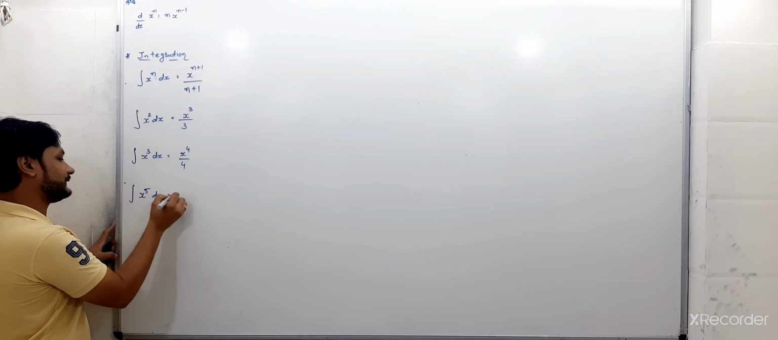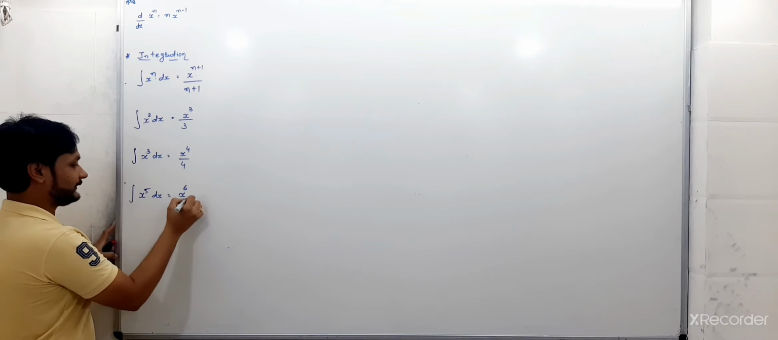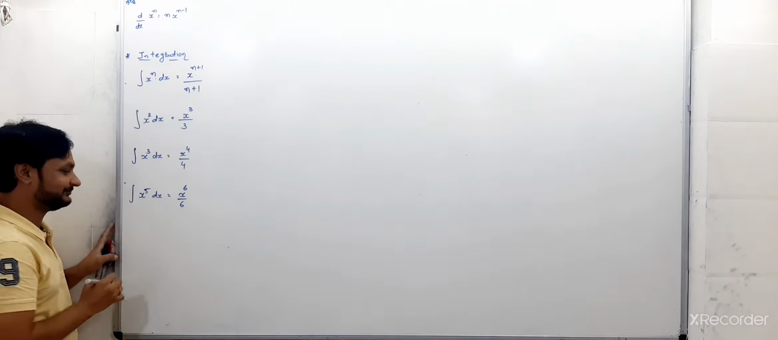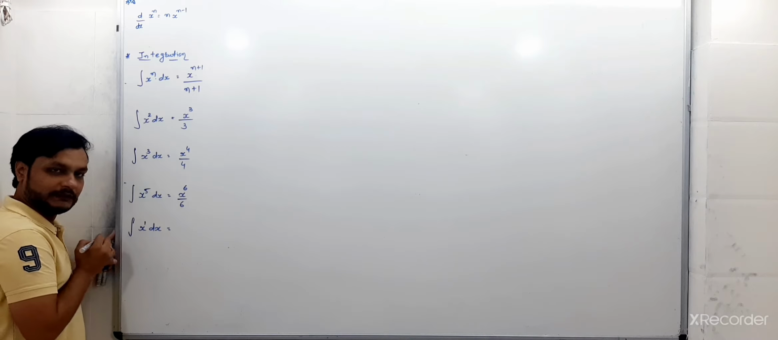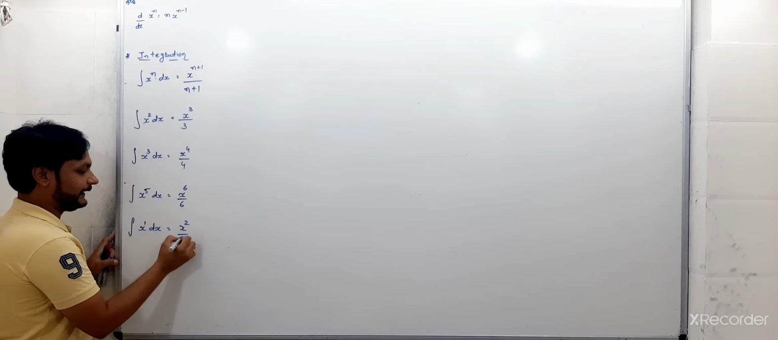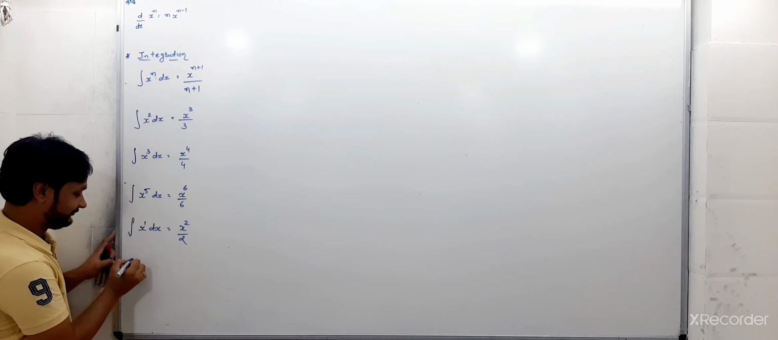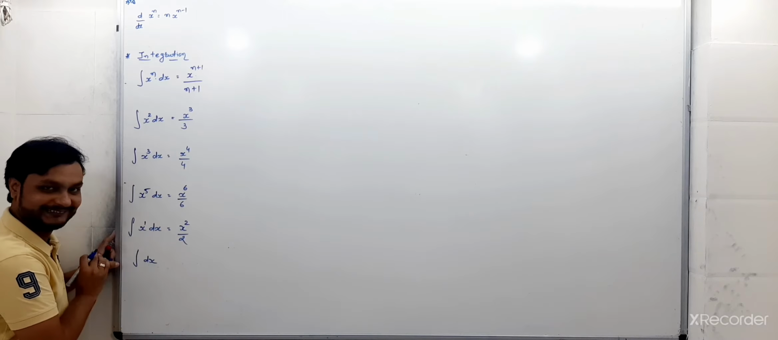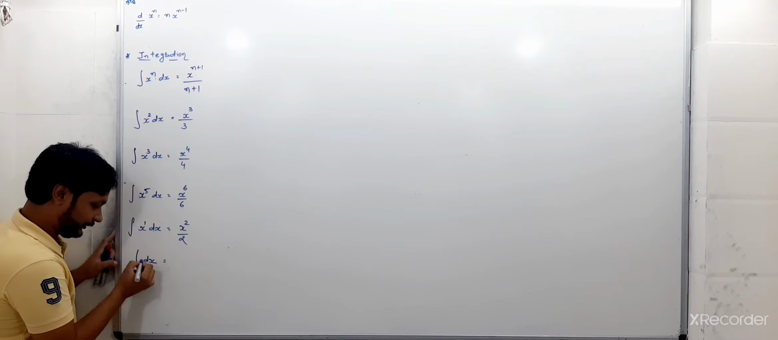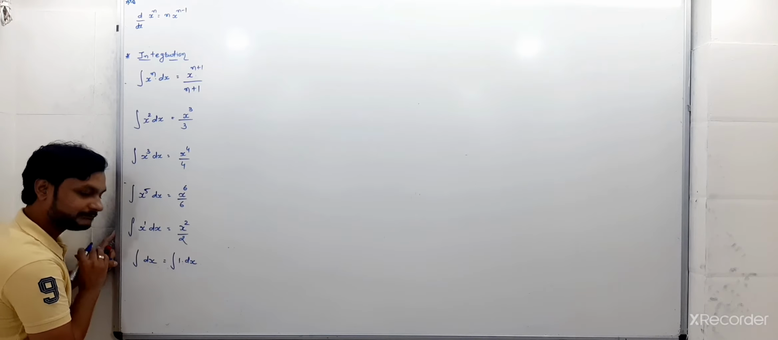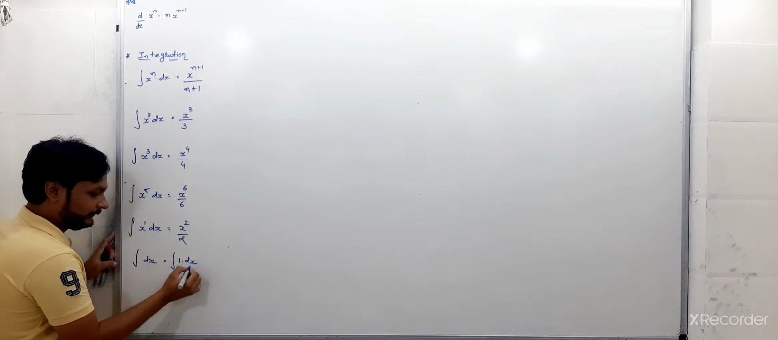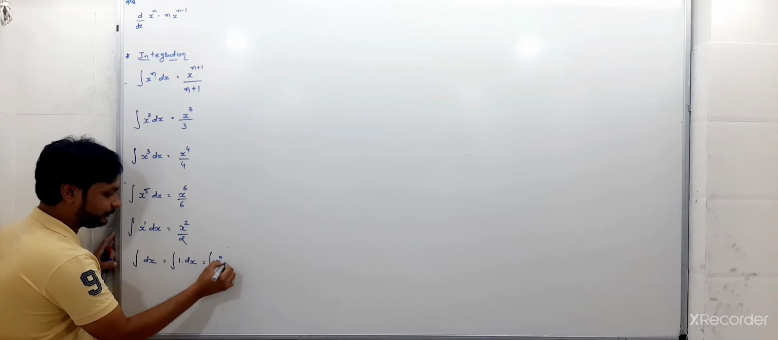x raised to 5 into dx becomes x raised to 6 by 6. Only x, so its power is 1, and that answer will be x square by 2. Only dx: actually, the multiplier of dx there should be 1, right? It's x raised to 0 power.